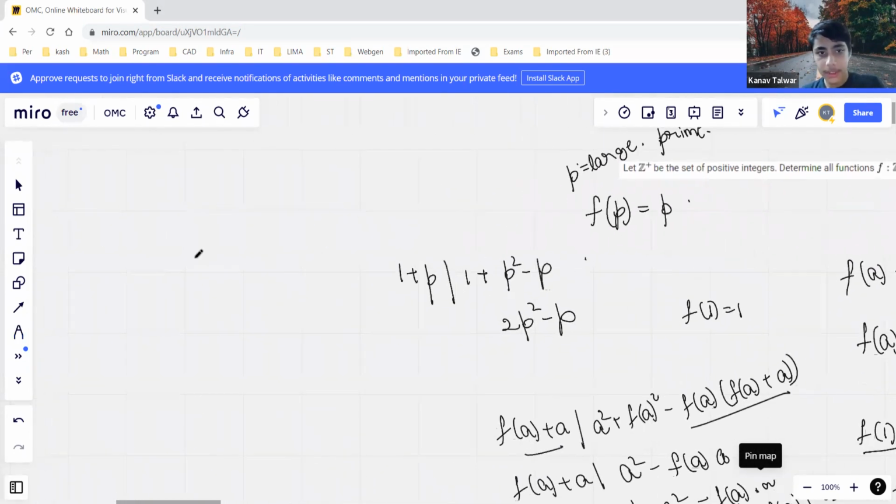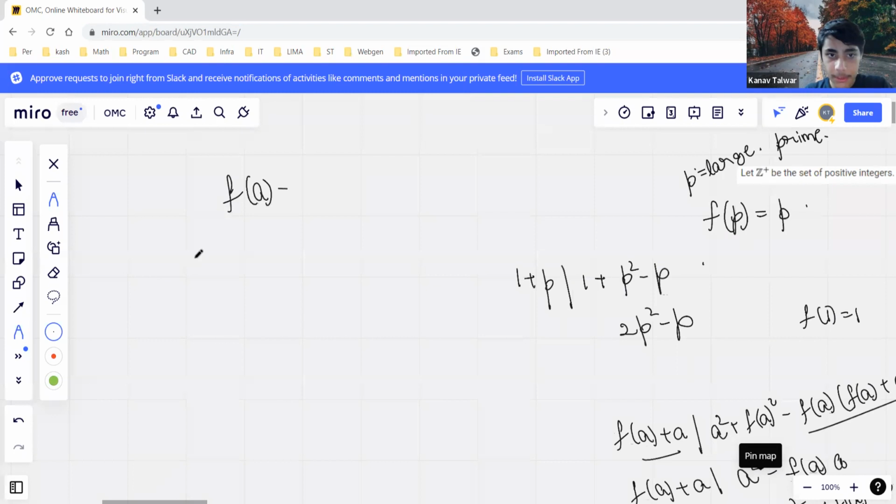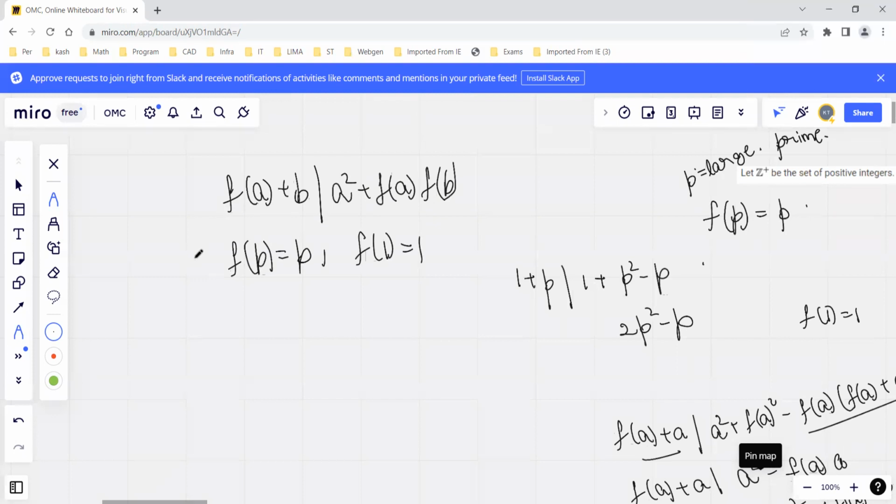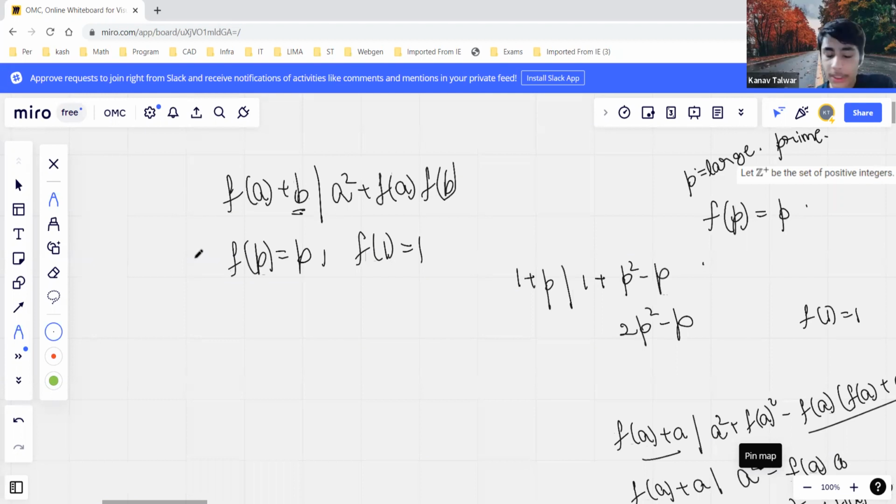I'll just write what information we have. First of all we have f(a+b) divides p squared plus f(a) times f(p). We have f(p) is equal to p for large enough primes. We just try out for non-prime values. So now if we assume a and b are both not primes.